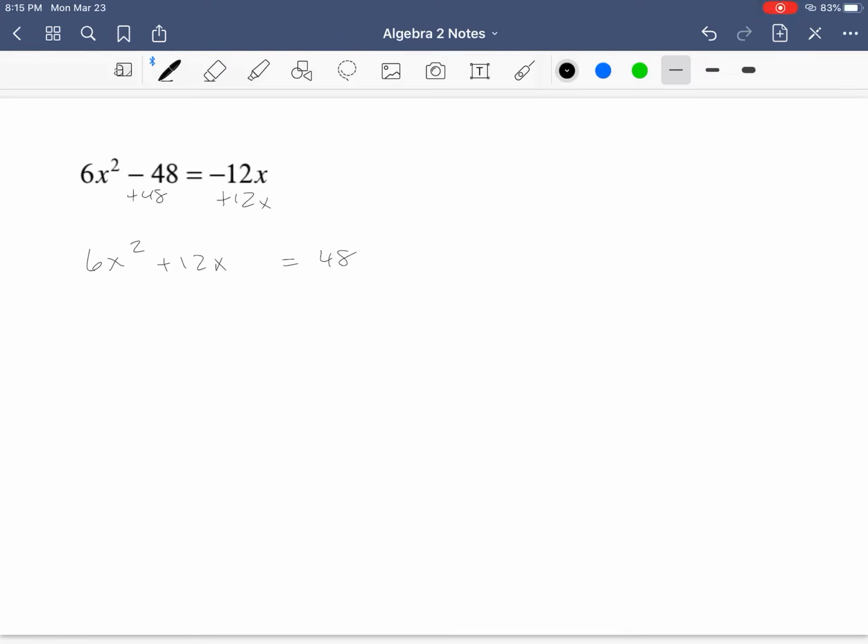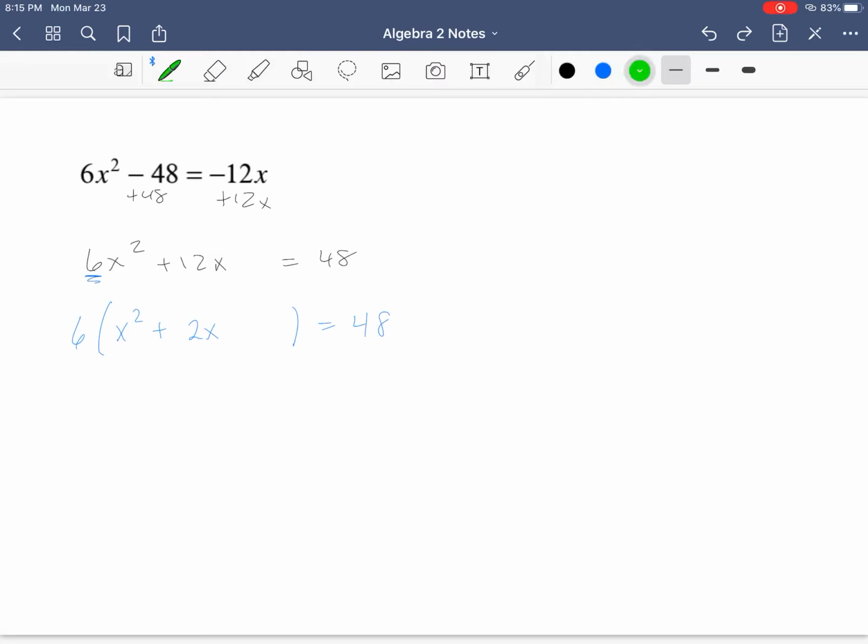Then what I'm going to go ahead and do is get rid of this 6 here because we cannot have an a value that's not 1. So I'm going to take a 6 out, and what that leaves us with is x squared plus 2x, and then equals 48. And then I'm going to go ahead and follow my steps for completing the square. So notice that if I'm going to complete the square, that number in front of the squared term has to be a 1. And if it's not, I'm going to have to factor it out. That's very, very important. You have to do that in order for this to be accurate.